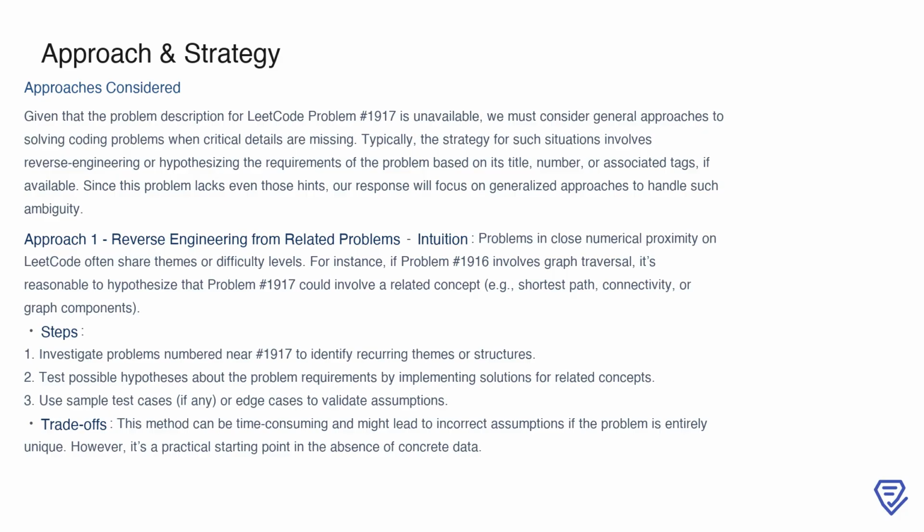To apply this approach, the first step is to investigate problems with similar numbers to identify recurring structures or themes. Next, we can develop hypotheses about what the requirements might be and test these by implementing solutions for related concepts. By validating these hypotheses with sample test cases or edge cases, we can refine our understanding of the potential problem. However, this method does come with trade-offs. While it provides a logical starting point, it can be time-intensive and carries the risk of incorrect assumptions if the problem turns out to be unique. Even so, it's a practical way to tackle the unknown when no concrete data is available.